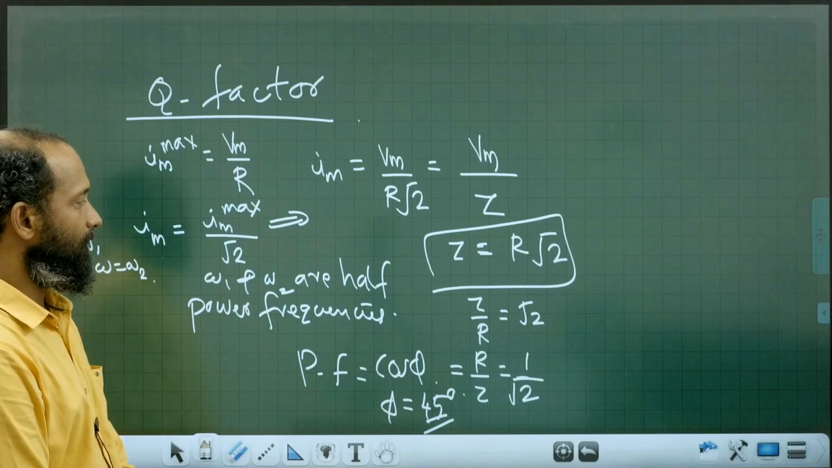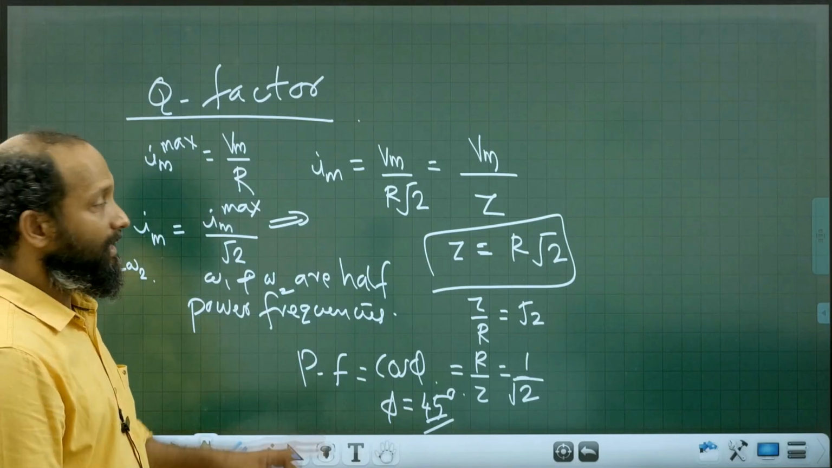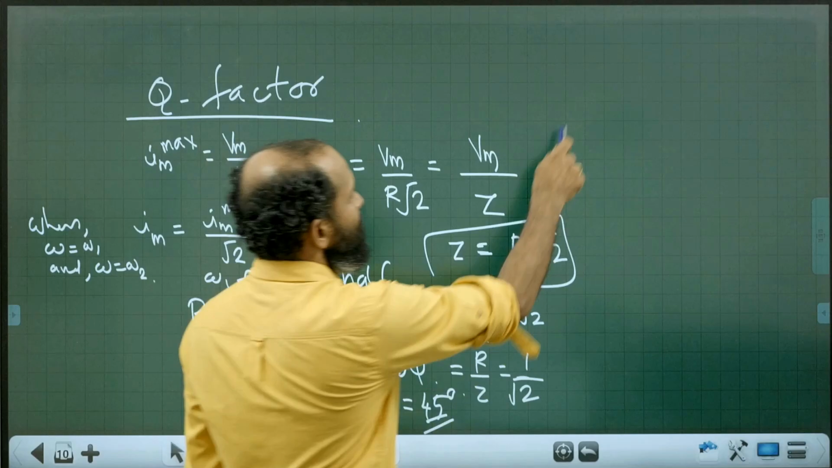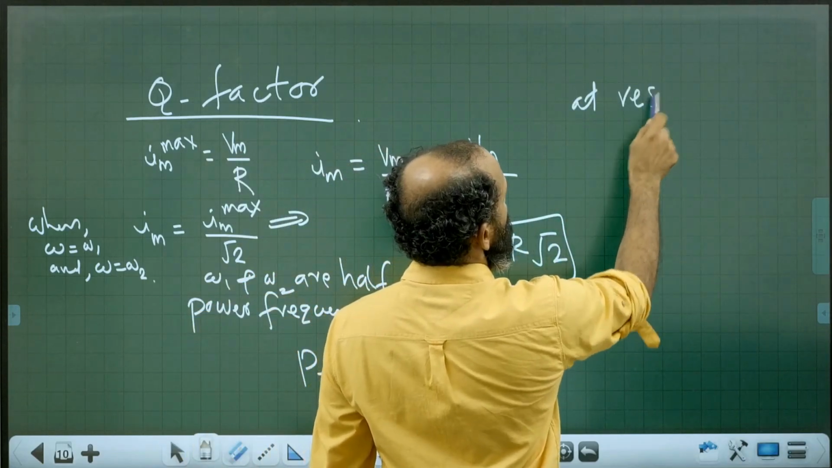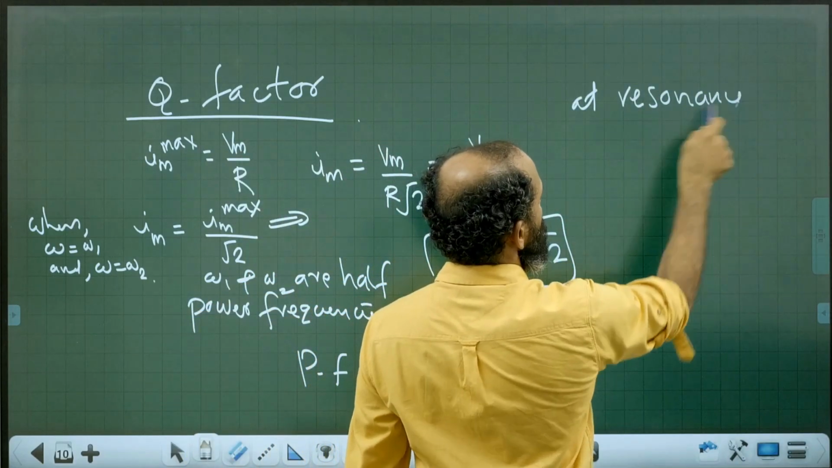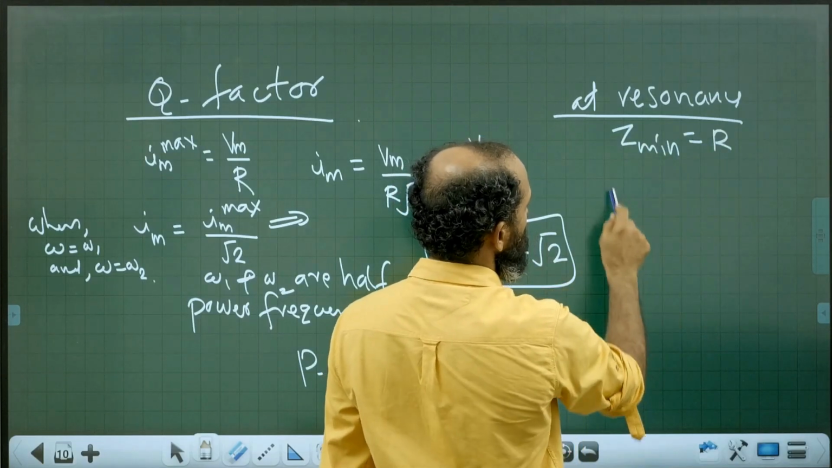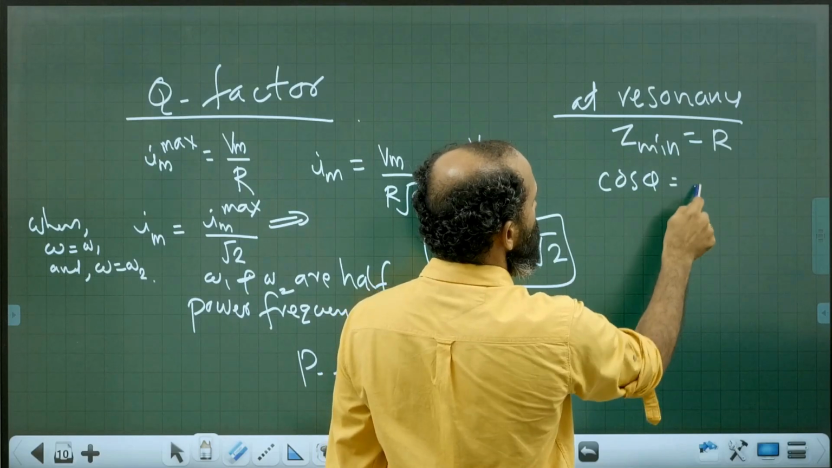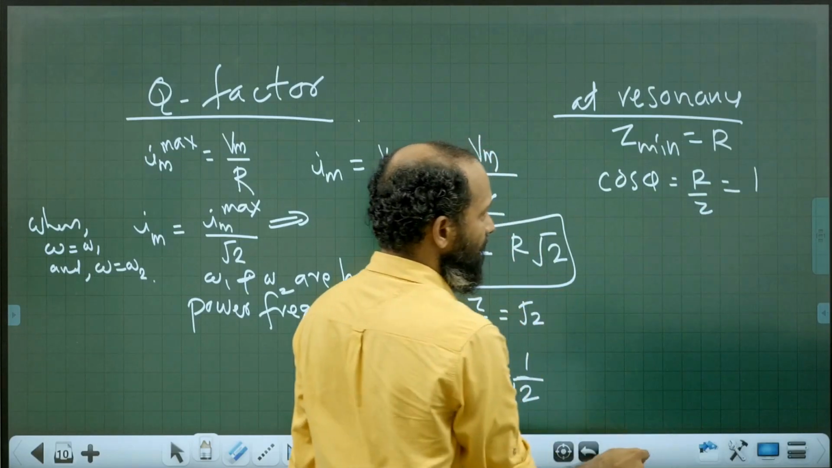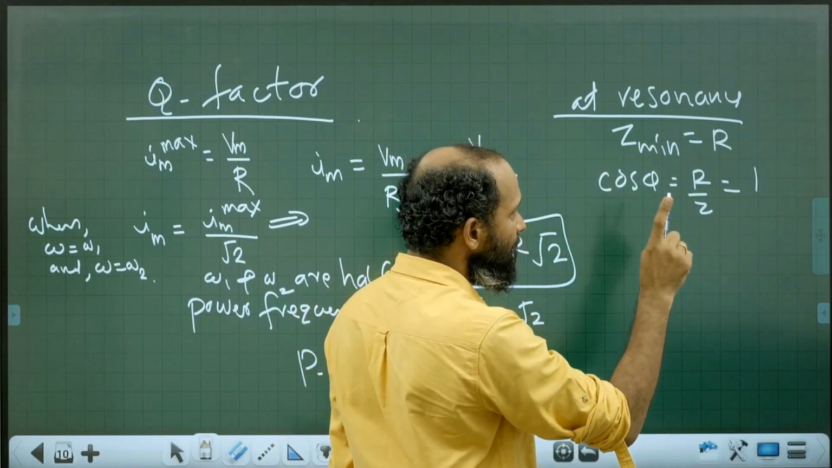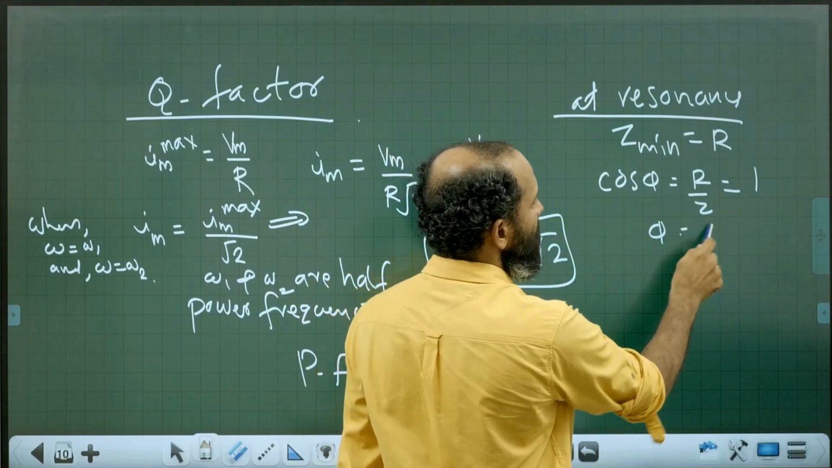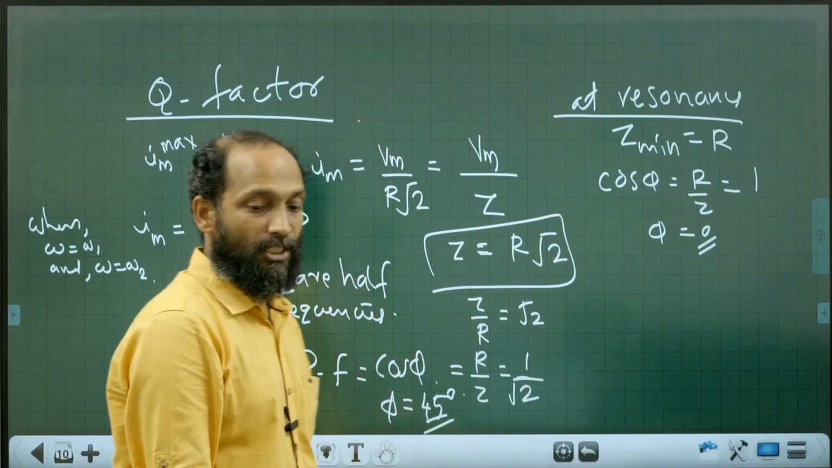That's very important. And at resonance, what is the phase angle? At resonance, we know impedance is minimum and that is equal to R. So cos phi equals R by Z equals 1. That is, power factor is unity at resonance. That is phi is 0. So at resonance, the phase angle is 0.